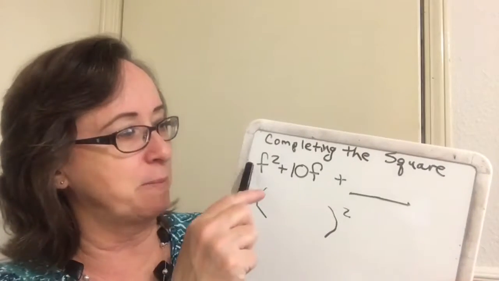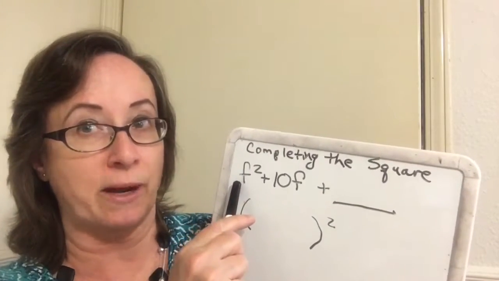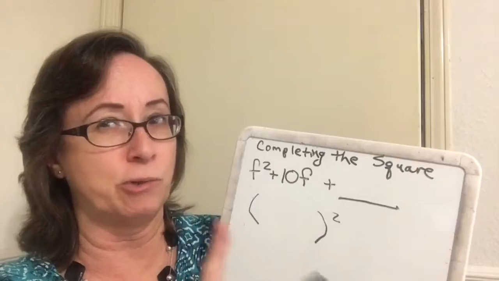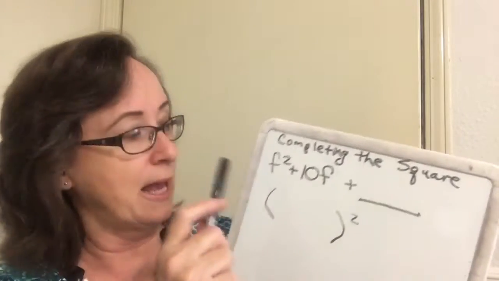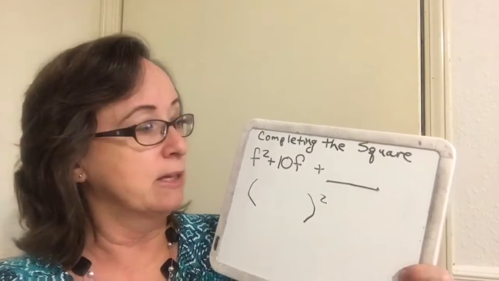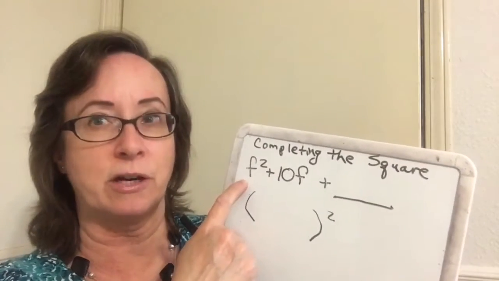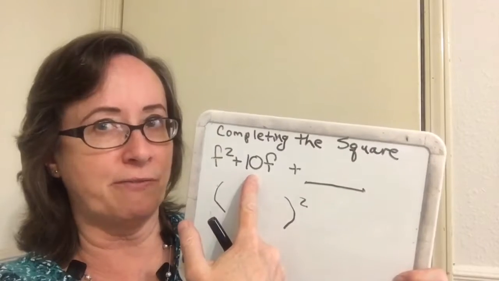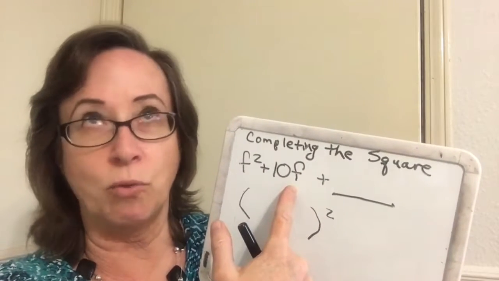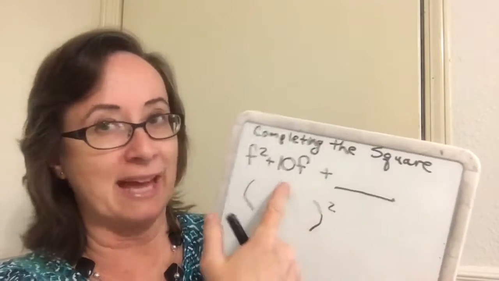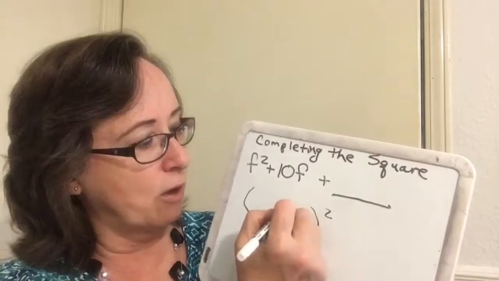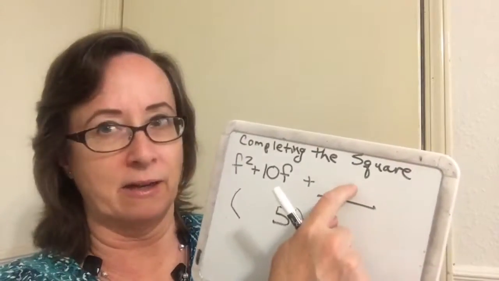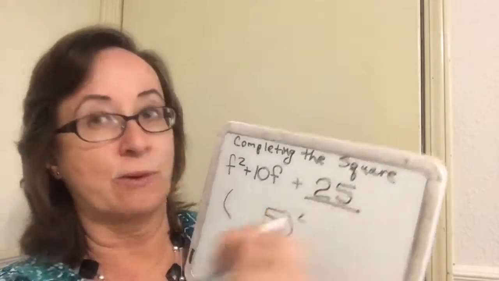The first thing I have to do is make sure that the coefficient of the x squared or f squared term is 1. If it is not 1, I am not yet ready to complete the square, and I've got to make that a 1. But in our problem, it is a 1. Okay, so the first thing you're going to do is check, is the squared term coefficient a 1? If it is, then you cut the coefficient of just the x to the 1 or the f to the 1 in half. So we're going to cut it in half and get a 5. 5 squared is what I'm going to add over here. So I add the 25.